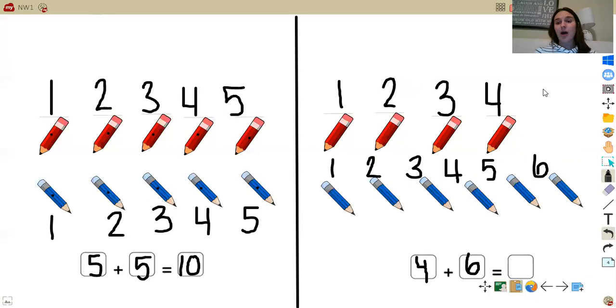And then let's count all the pencils together to make sure that he still has 10 pencils. So 1, 2, 3, 4, 5, 6, 7, 8, 9, 10. So I can see that 4 and 6 make 10. So the number 4 and 6 more make 10. So 4 and 6 more make 10, or 4 plus 6 equals 10.